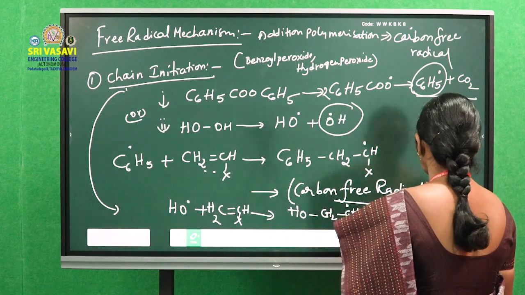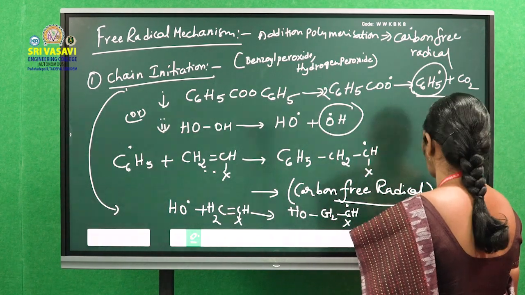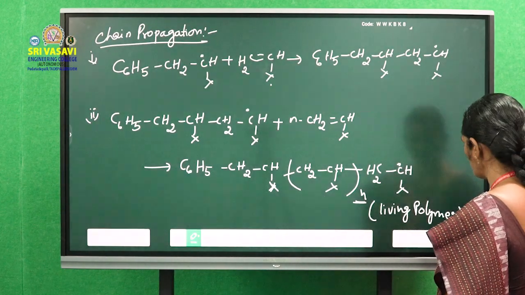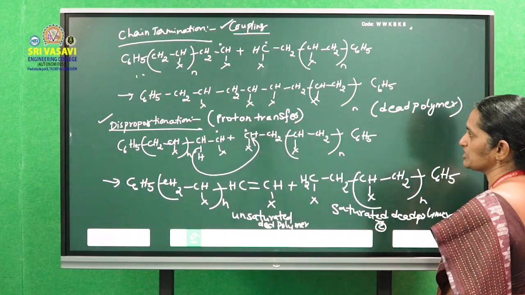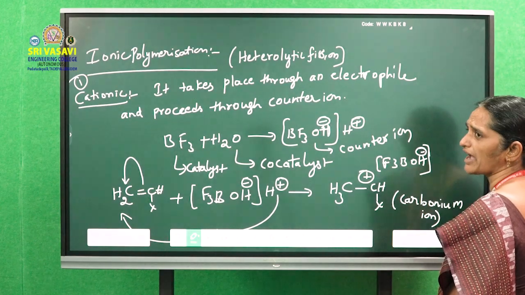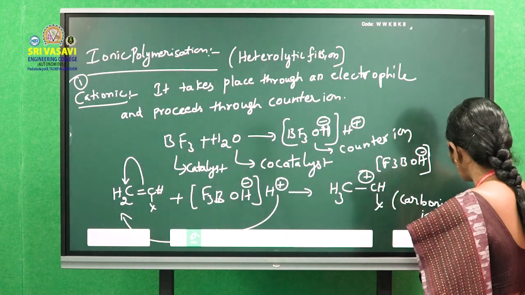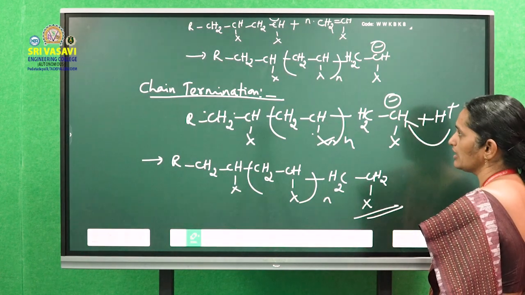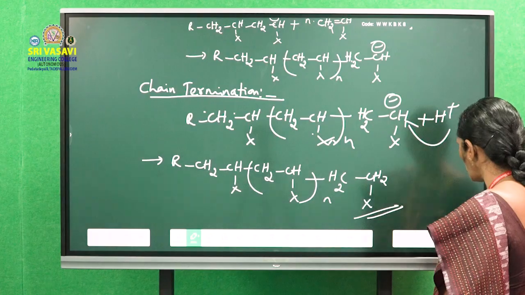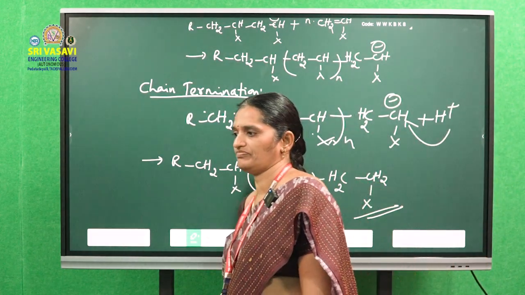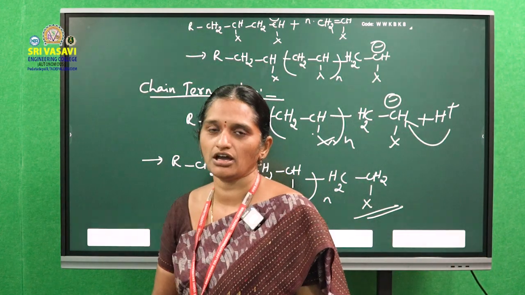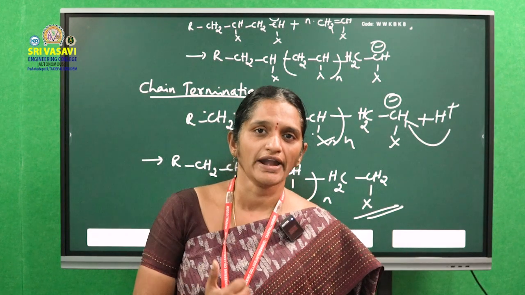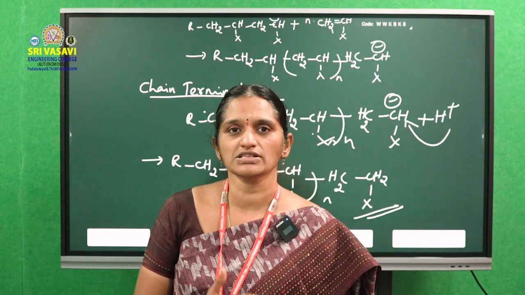In the free radical, we created the carbon free radical, then chain propagation and chain termination. Next, we went for ionic polymerization, cationic and anionic addition polymerization. In the next class, we'll talk about other types of polymerization, that is condensation polymerization, and we'll talk about the next topic, that is plastics.